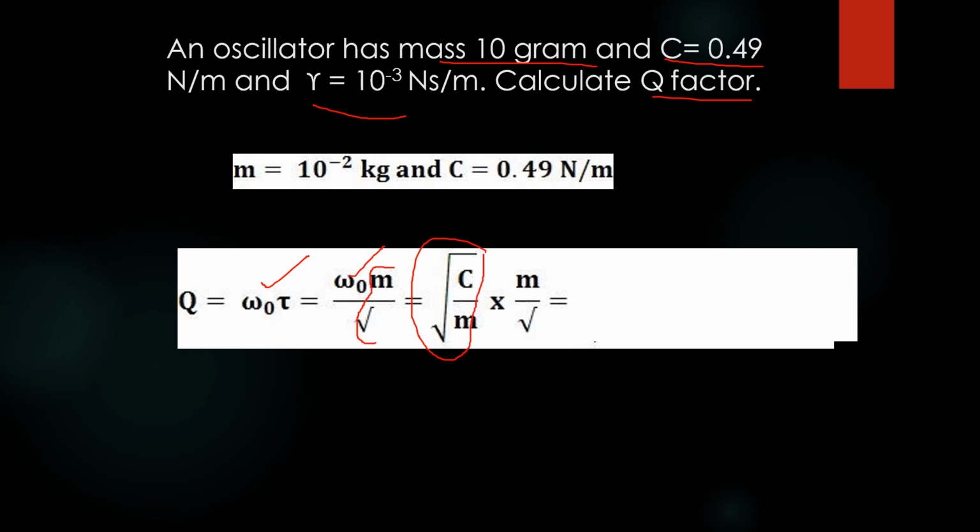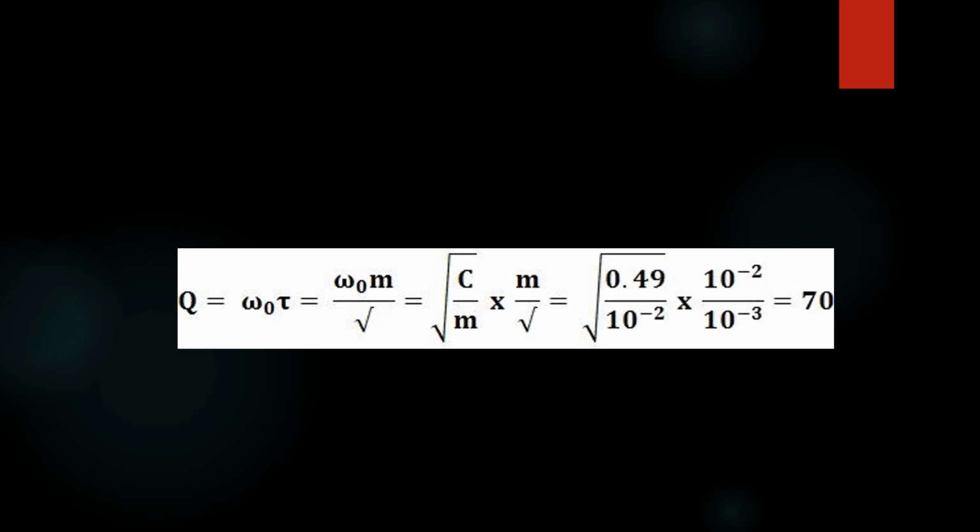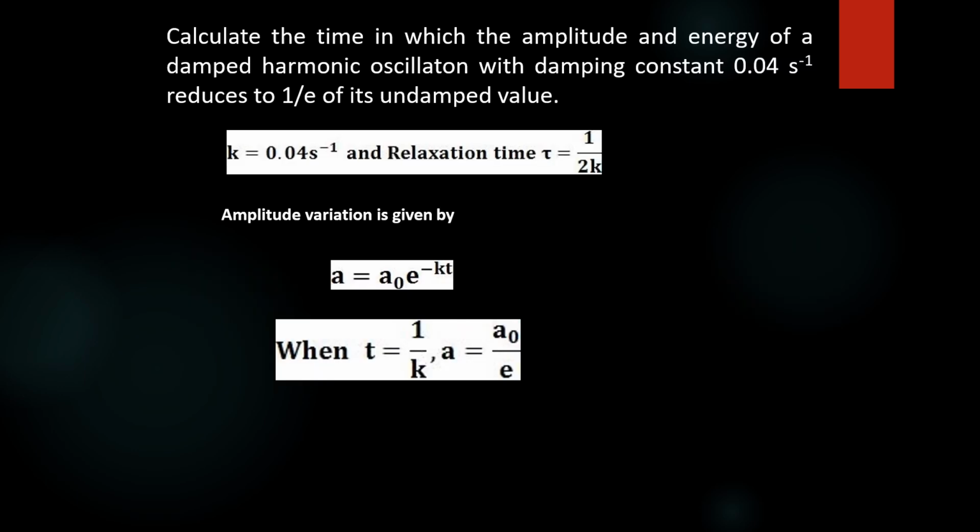Tau is M by gamma. So on substituting the values of C, M and gamma, where gamma is the damping coefficient, you will get the value of quality factor as 70. So now let's see the next problem.